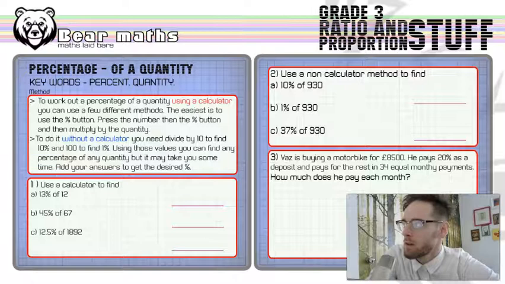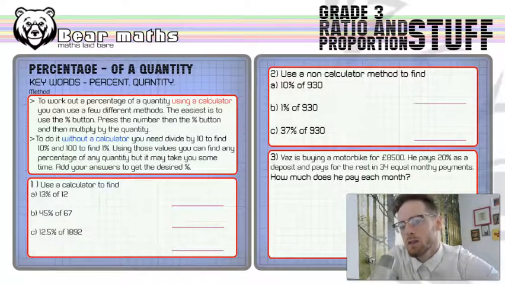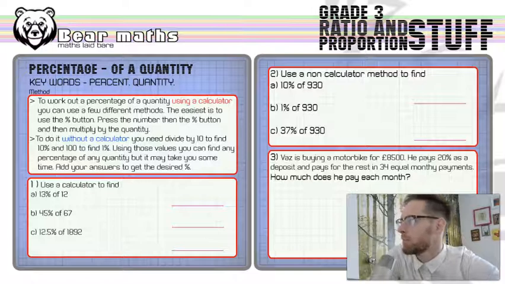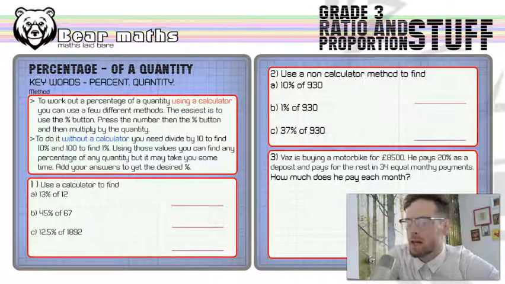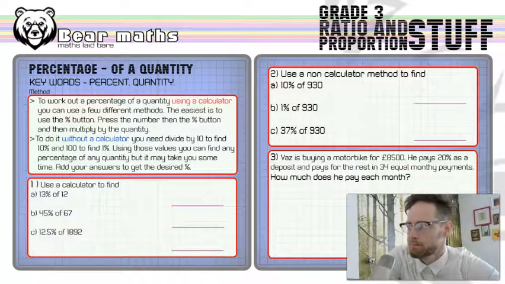This video is on percentage of a quantity. So we're finding out a given percentage of a given quantity. Now, the keywords here are percent and quantity. Percent literally means out of 100. Per means out of, cent means 100. And quantity is an amount of something.